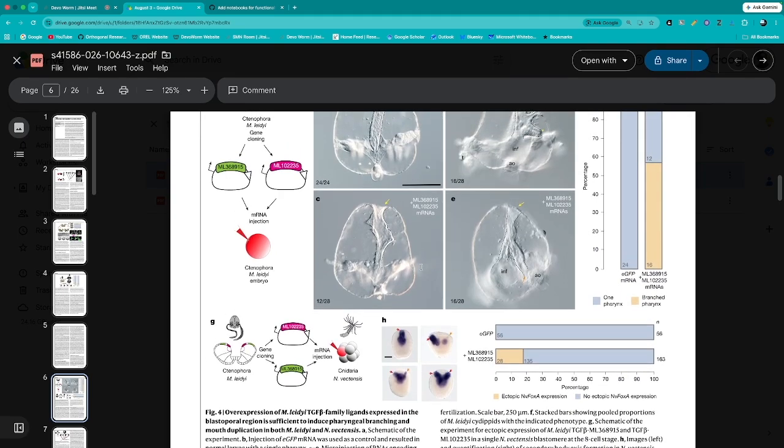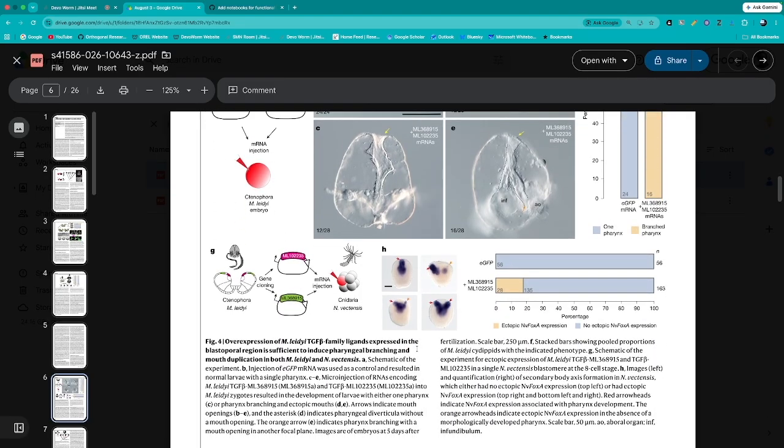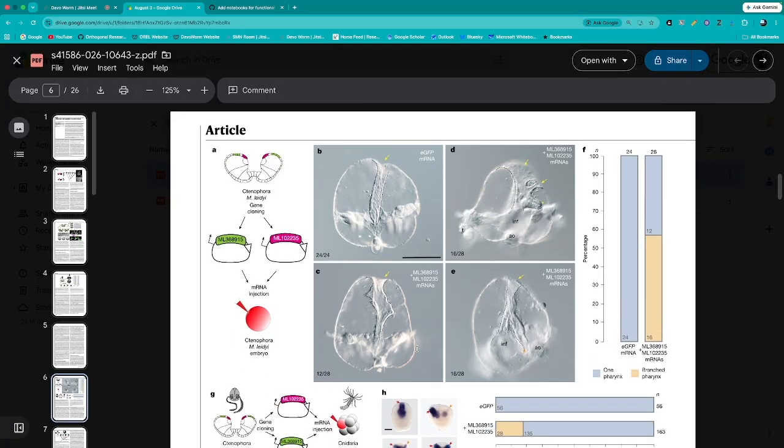And then this just shows that, like you might ask, if we have our TGF-beta family ligands, if we express them in the blastoporal region, if we overexpress them, is that sufficient to induce pharyngeal branching and mouth duplication? And this just shows what's going on here. So in this example A, we have the ctenophore M-lady.